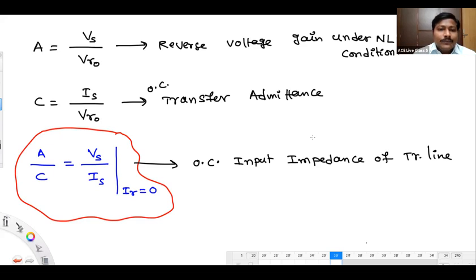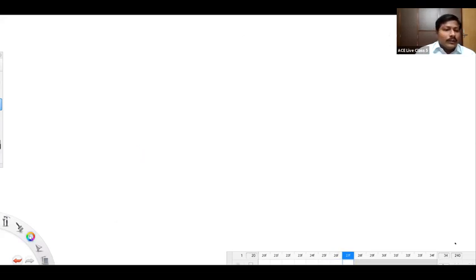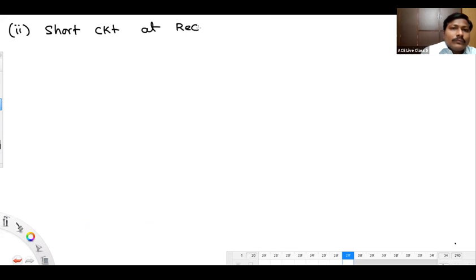So next, let's continue with short circuit at the receiving end side quickly, and we'll try to get the remaining two parameters and we'll make comments on that. So second case we are taking up: short circuit at the receiving end side.